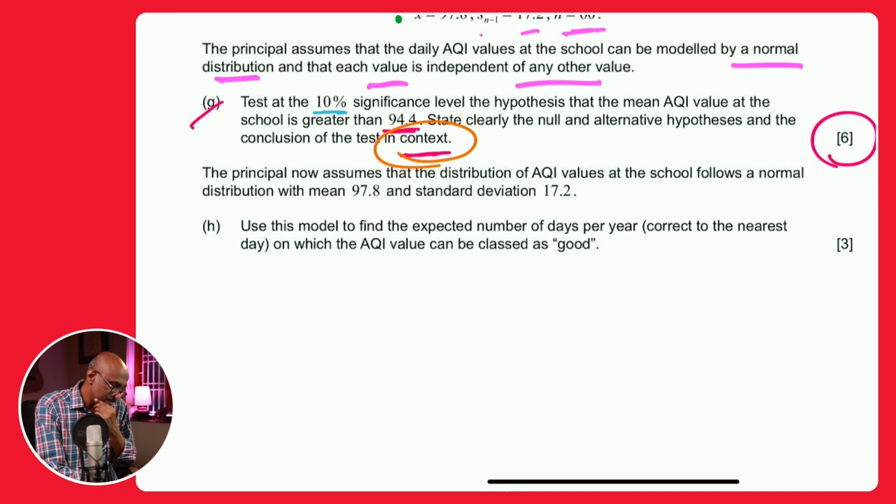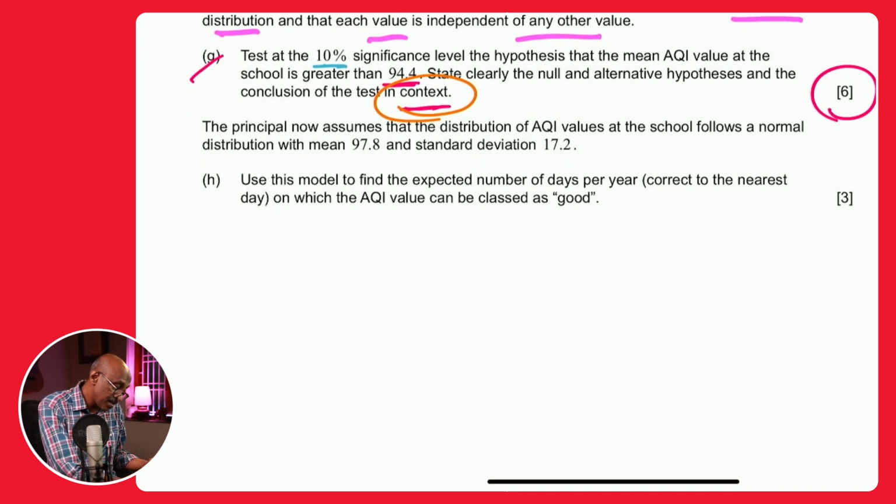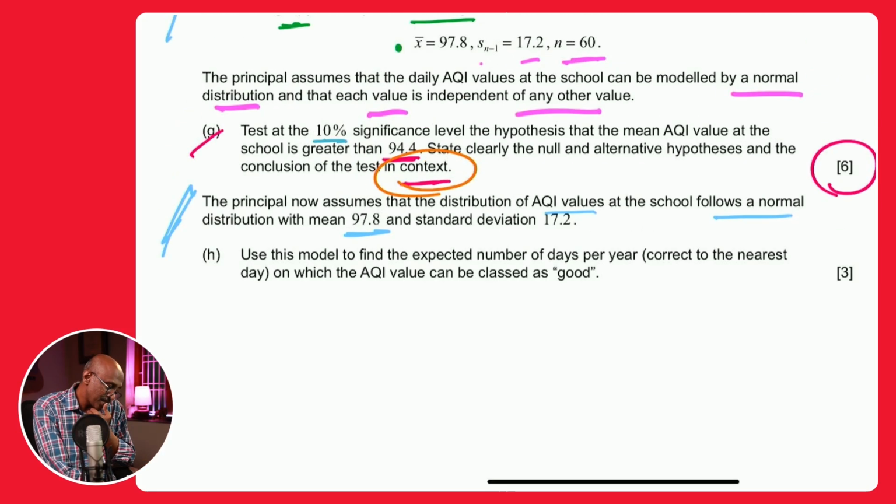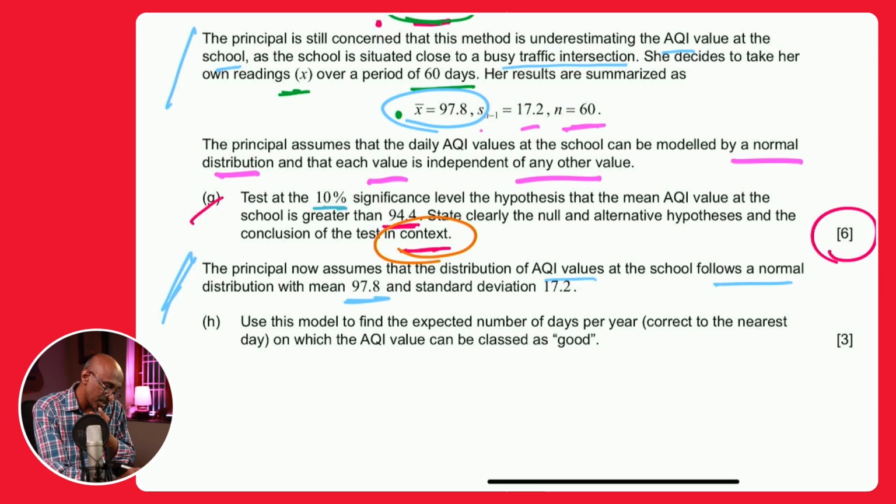Let's just complete this, even though this video might seem a little long. Let's just complete this question. The principal now assumes that the distribution of AQI values at the school follows a normal distribution with mean 97.8. 97.8 is that value that she got from those 60 days, right?